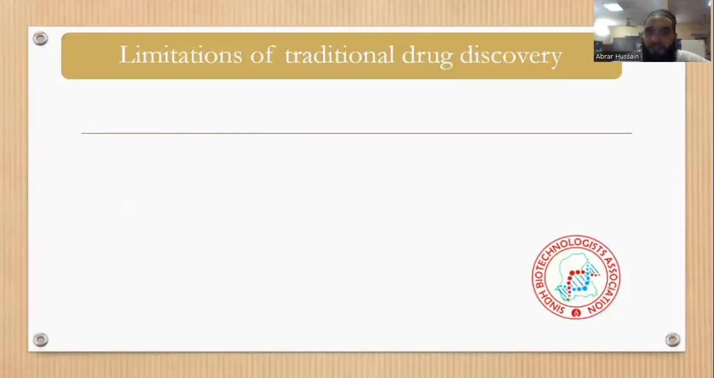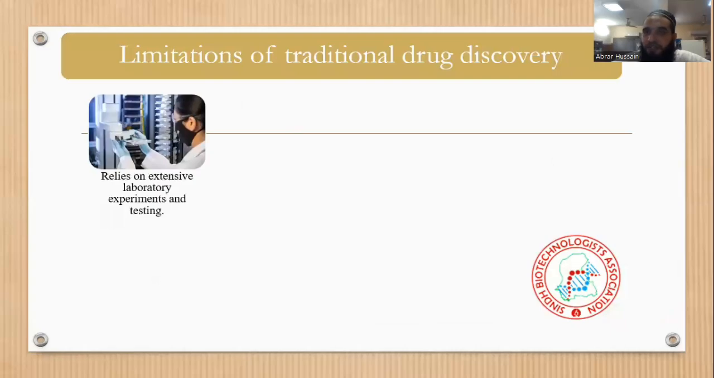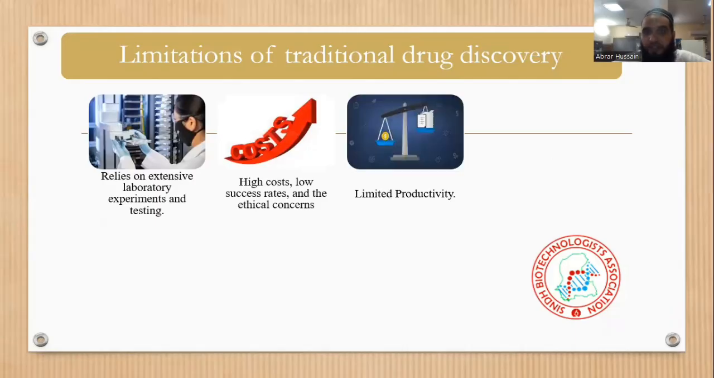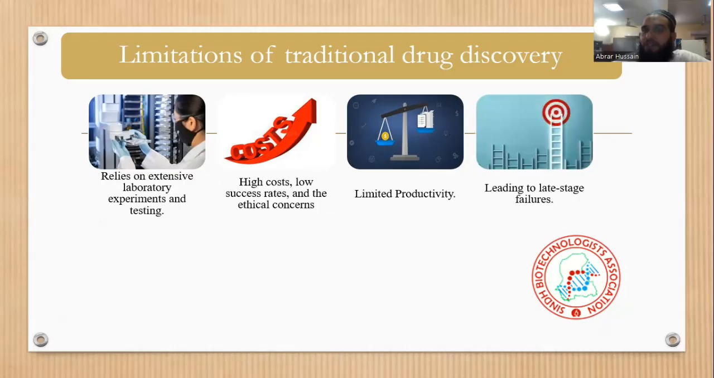But besides this, the vast majority of existing drug discovery processes have multiple limitations. For example, the existing methods require very extensive laboratory experimental work. They require very high cost, and the success rate is not very high. They have limited productivity, also leading to late stage failure. It means that some of the available drugs may show a potential effect at the beginning, but at the last stage of clinical trials or post clinical trial, they may have some adverse or negative reaction.